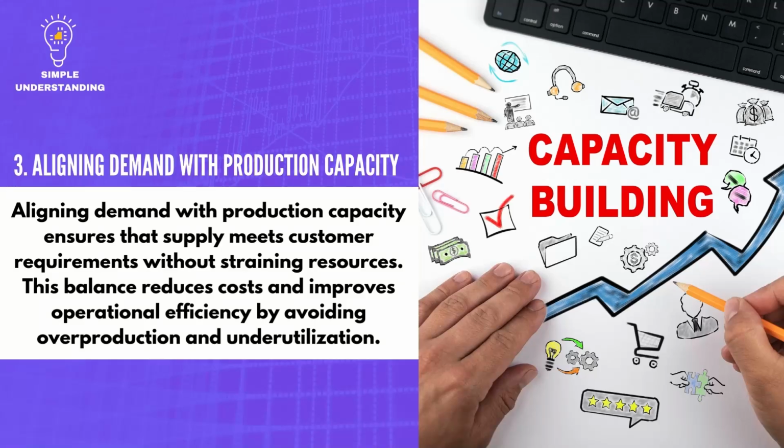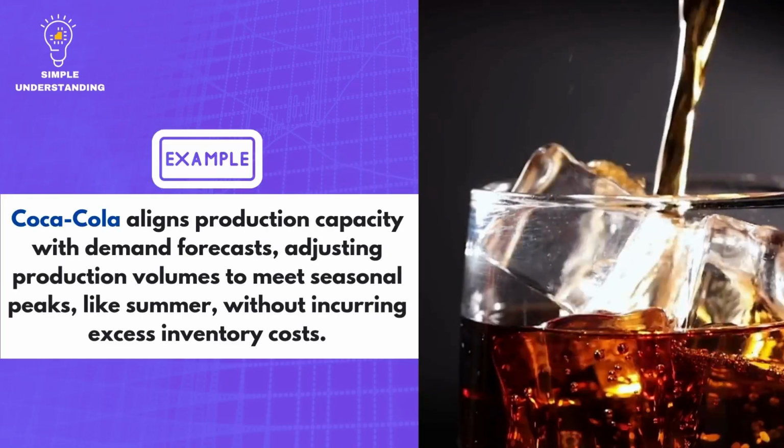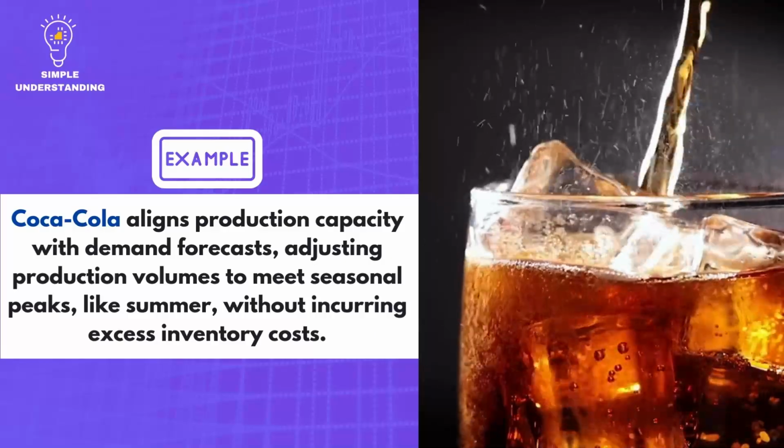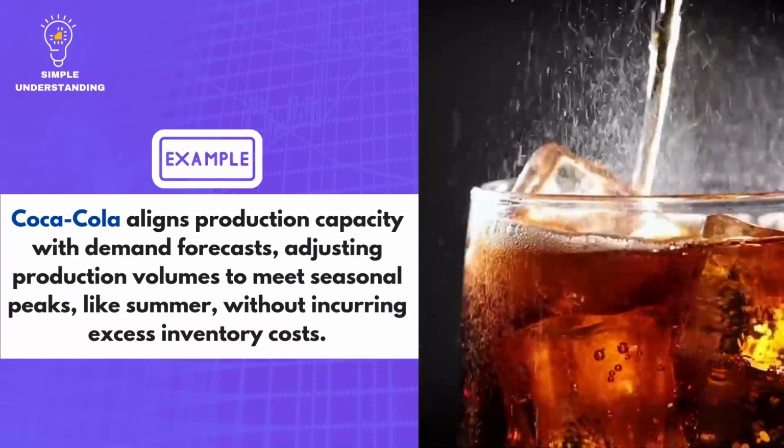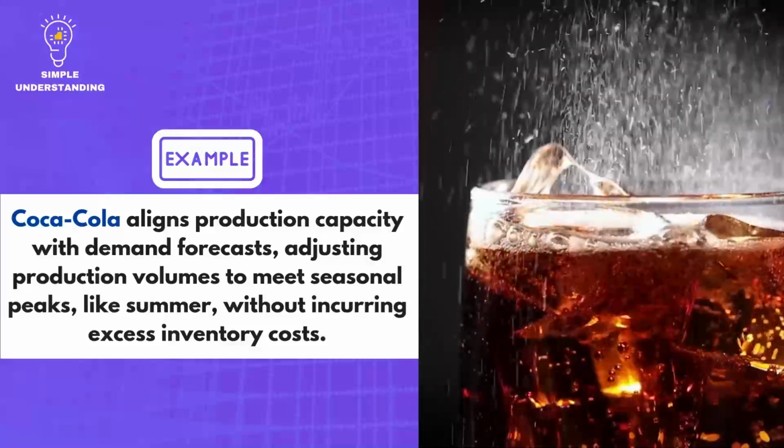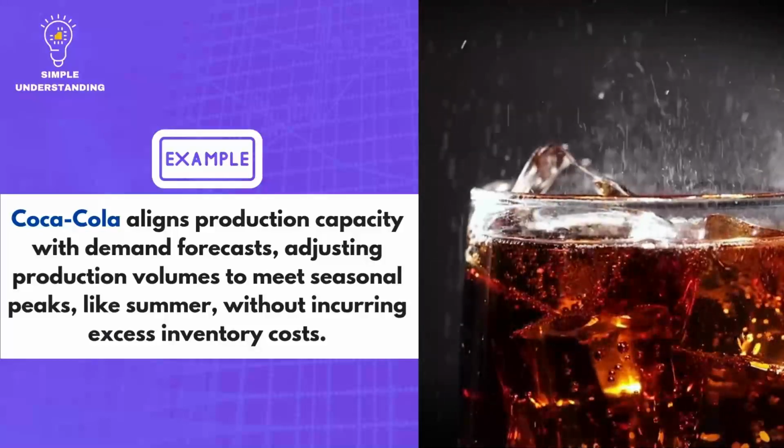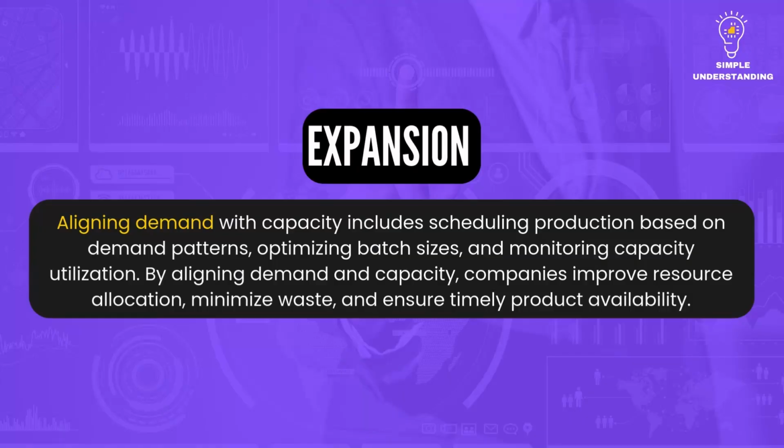3. Aligning demand with production capacity. Explanation. Aligning demand with production capacity ensures that supply meets customer requirements without straining resources. This balance reduces costs and improves operational efficiency by avoiding overproduction and underutilization. Real company example. Coca-Cola aligns production capacity with demand forecasts, adjusting production volumes to meet seasonal peaks, like summer, without incurring excess inventory costs.